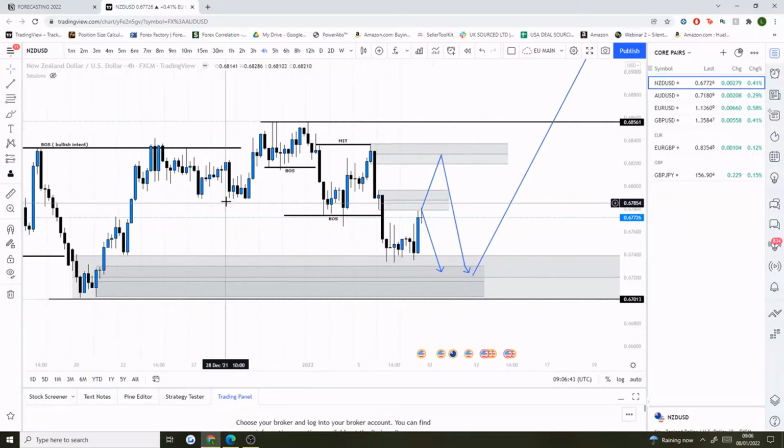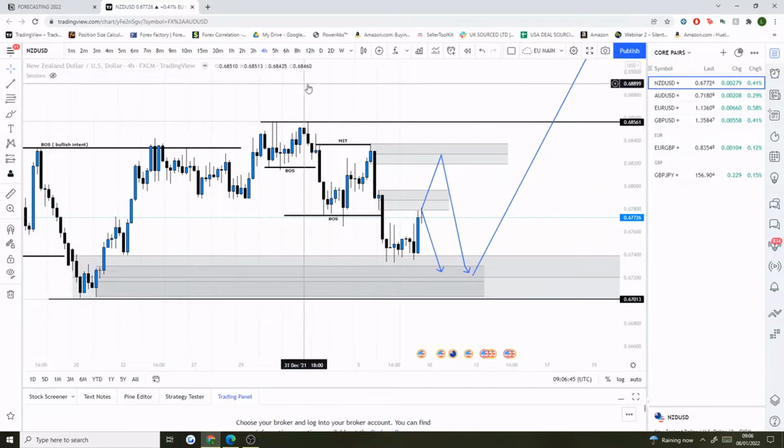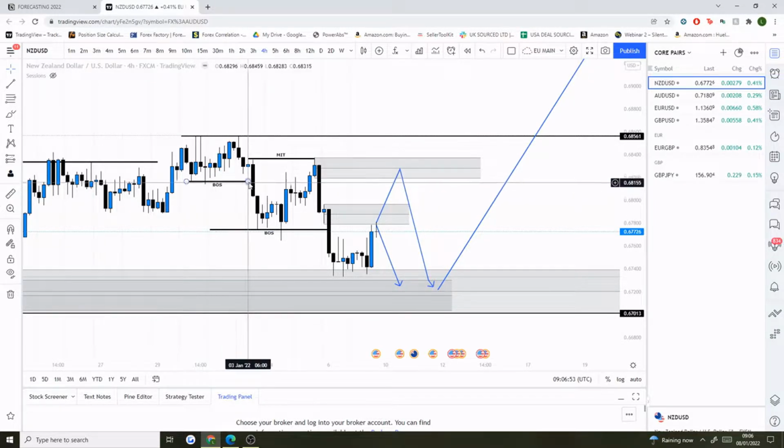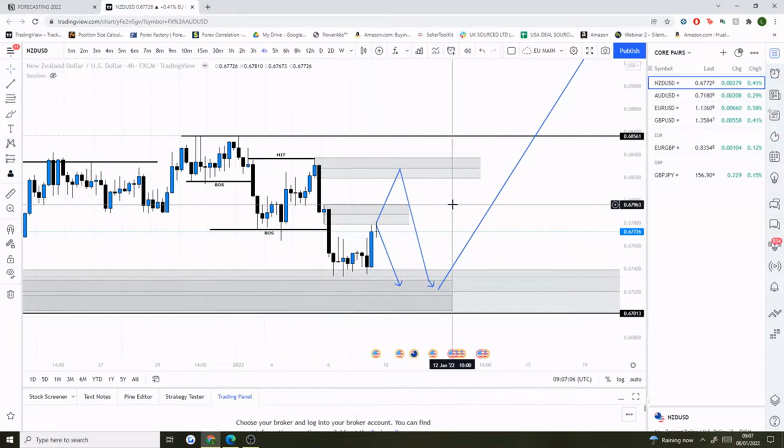Considering all that and looking at the 4 hour structure, what we can see is we had this 4 hour high here and then this 4 hour low. So we had a 4 hour break of structure at the start of last week. That's left behind this point of interest here. Price has returned back to that point of interest to mitigate, and then it's broken structure again.